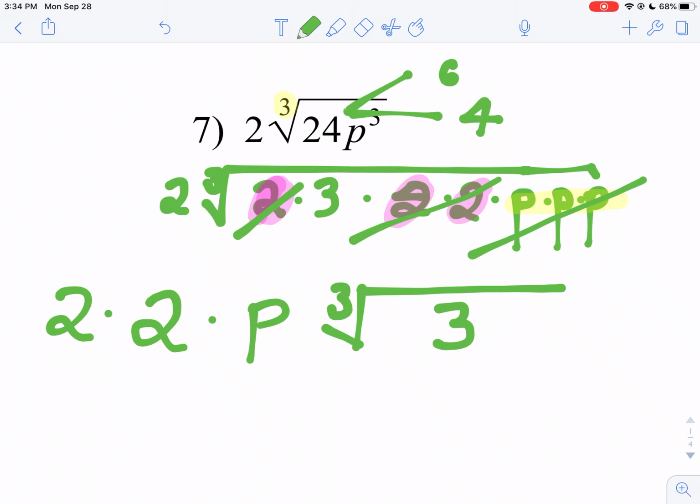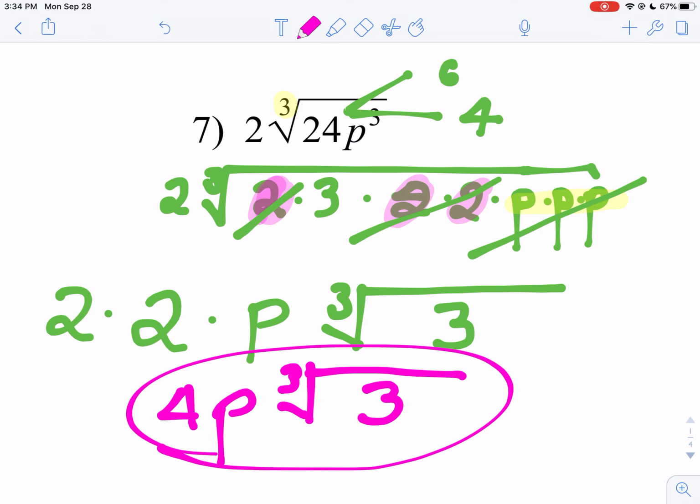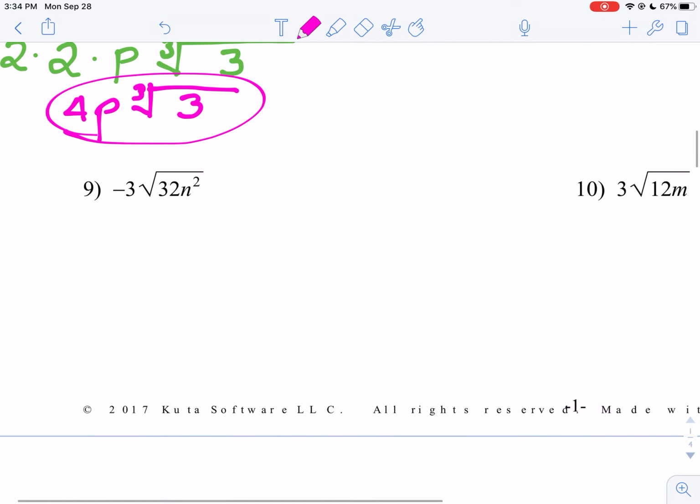And to finish off the problem, we need to multiply all the numbers outside. And we have to write down our radical expression, and we are working with the third root. So this should be the answer. Please check your answer, okay? That's for number 7. Let's do another one.